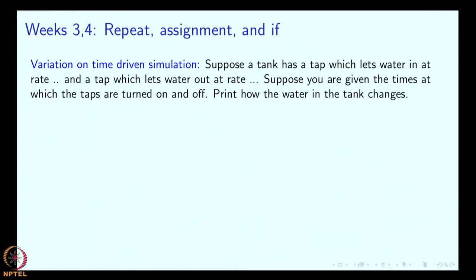Suppose a tank has a tap which lets water in at some rate and a tap which lets water out at some rate. Suppose you are given the times at which the taps are turned on and off. Print how the water in the tank changes. Okay? So if they know how many times the water is turned on and off, then they just have to check whether the tank was empty, whether the tank was overflowing, and that's about it. So this can be done just using repeat, assignment, and if.